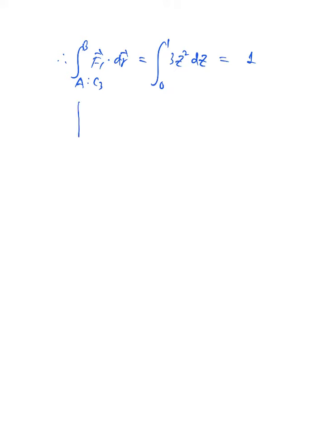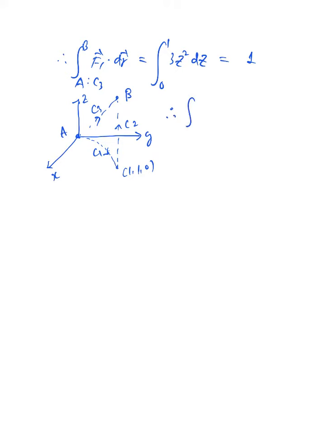So we have a very interesting result for this function. I cannot copy, so I have to repeat. I draw this curve many times. This is 1, 1, 0, x, y, z. So this is our path, C1, C2, or C3 directly. So we have the following result: A to B, following C1 plus C2, the integral of F1 dr is the same as A to B, following C3, the integral of F1 dr, right?